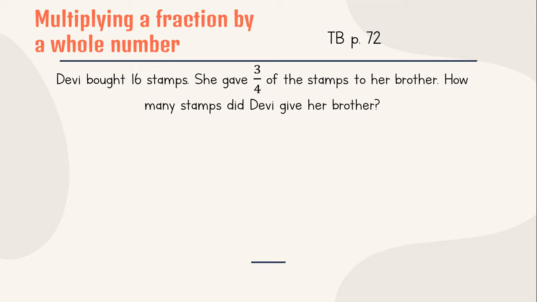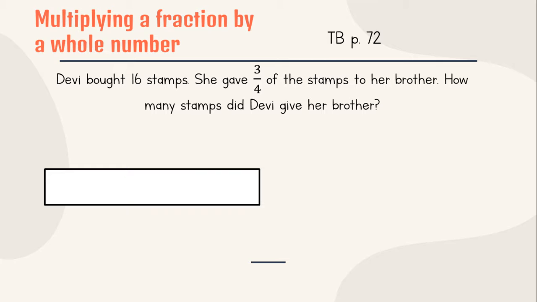Now, you will see this one. Debbie bought 16 stamps. She gave 3/4 of the stamps to her brother. How many stamps did Debbie give her brother? So, you see that 3 per 4. It means that like this. So, first, Debbie has these stamps, 16, right? And then Debbie gave 3 per 4. Look at the denominator, 4.